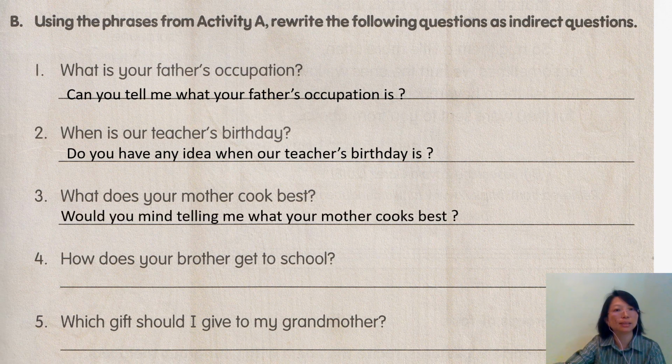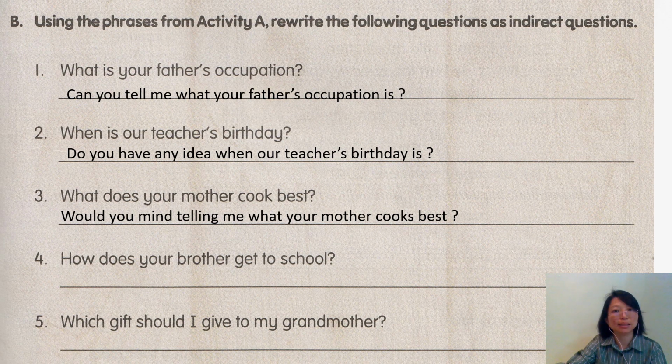The answer is, would you mind telling me? So you use would you mind telling me, then you write what your mother cooks best. So the word does here you don't use anymore. The cook here you put s. Okay, what your mother cooks best.